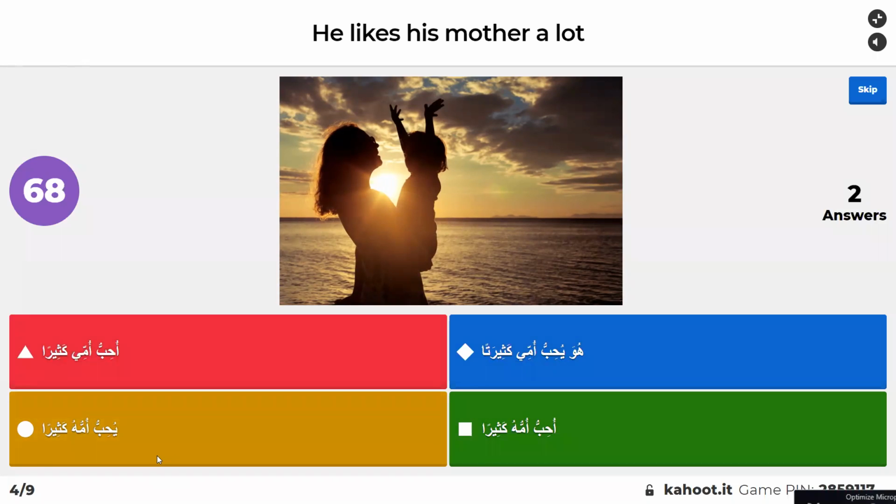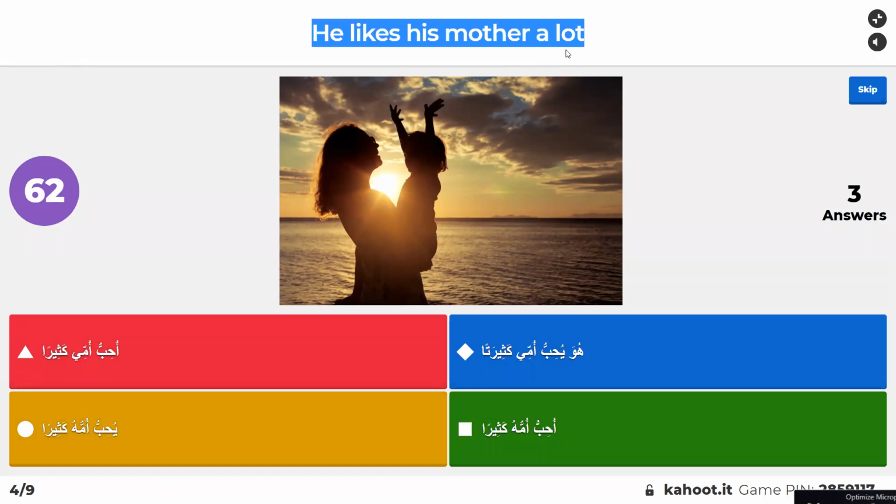Yuhibbu ummuhu kathiran. The way you mark this answer is look at the question, think of the answer, and look which option is correct. Okay? Look at the question, make your own answer, and match.